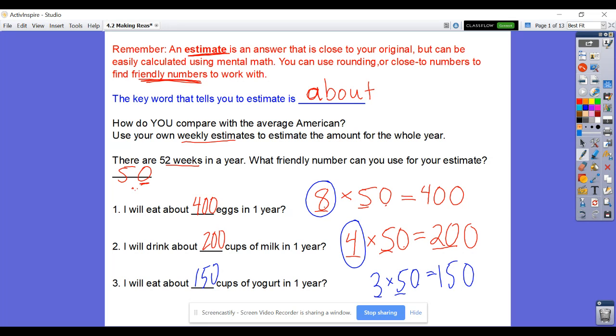Interesting. Pause and find it out for you. And press play when you're ready. So now you should have all of your estimates for eggs in a year, milk in a year, and cups of yogurt.